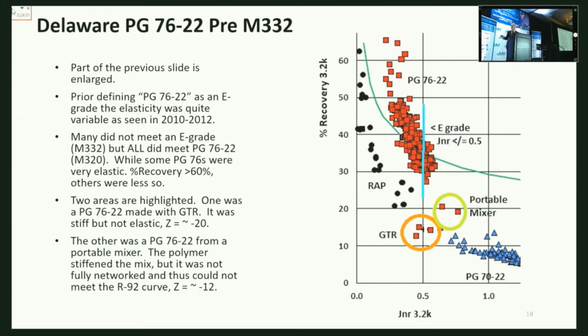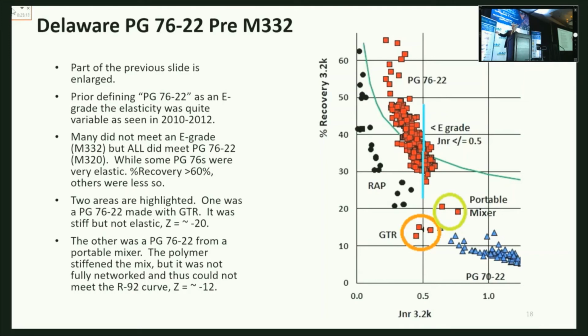A portable mixer mixes a small batch for a few hours. It gets stiff. We made our 7622, it passed that. But in the short time, you don't fully open up the polymer, which starts off as a ball, and as you work it in the solvent, it opens up and then starts to entangle. And your entanglement will give you your elasticity.